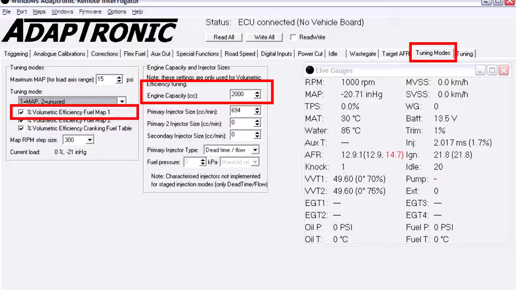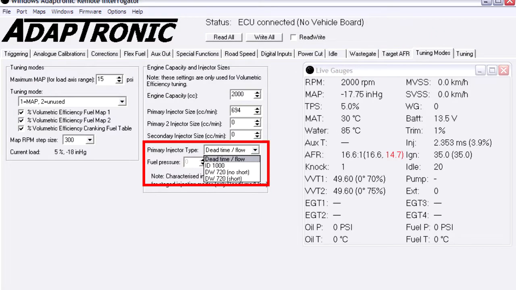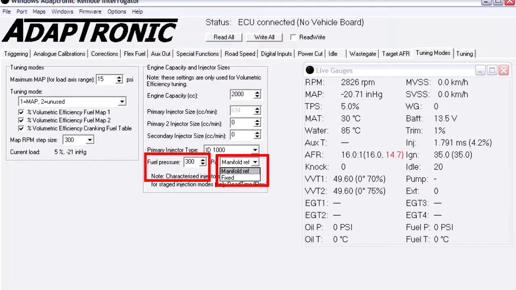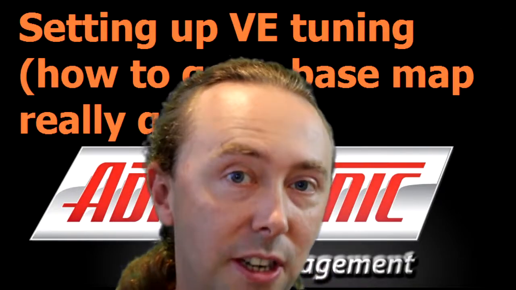First of all, enter the engine capacity in cc's. Secondly, set your injector type. At the moment, the ECU supports the ID1000s and the Deutschwerk 720cc injectors in non-stage injection mode. If you're using other sorts of injectors or you're using these as in stage injection, then you need to select dead time and flow. But if you are using the ID1000s or the Deutschwerk 720s, then select the injector type and enter the fuel pressure in kPa and select whether it's a manifold reference regulator or not, and the ECU will work out the flow rate and the dead time based on the current voltage and fuel pressure.